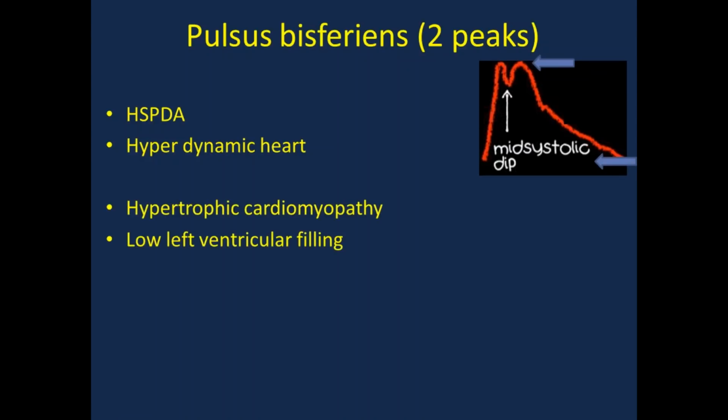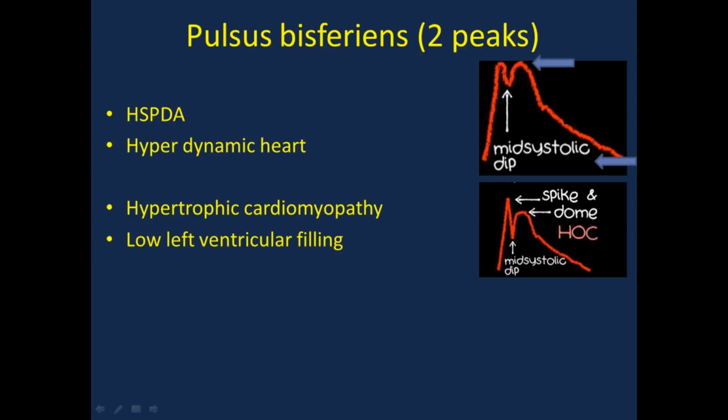And we have hyperdynamic cardiomyopathy or low ventricular filling. In this case, with hypertrophic cardiomyopathy, which is common in IDM babies, you have two peaks, but the first one is a spike and the second one is more smooth or dome. That's hypertrophic cardiomyopathy, and it's also common in low left ventricular filling. It's the same scenario. If you have hypertrophic cardiomyopathy, you have underfilling of the myocardium because of the significant hypertrophy of the myocardium. And you have high afterload with low cardiac output.